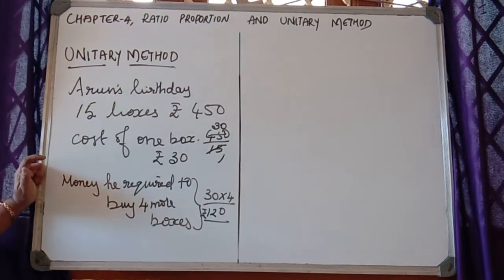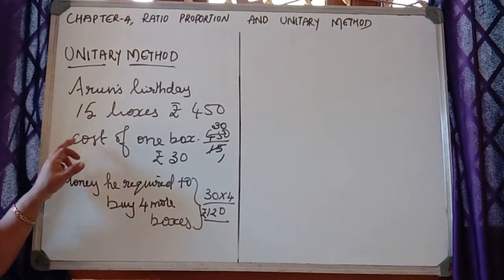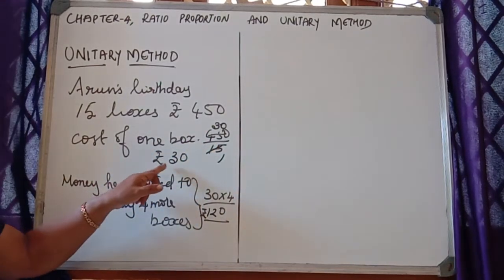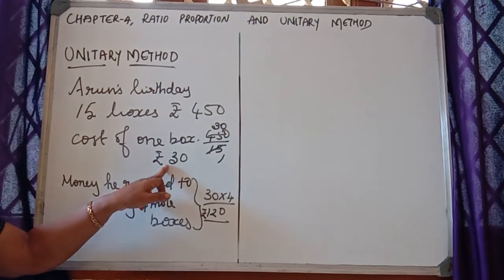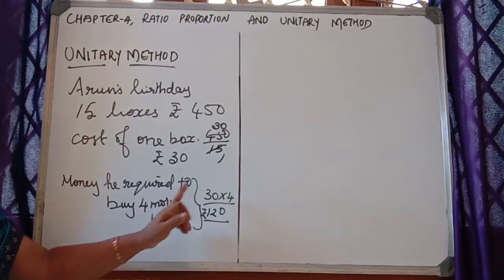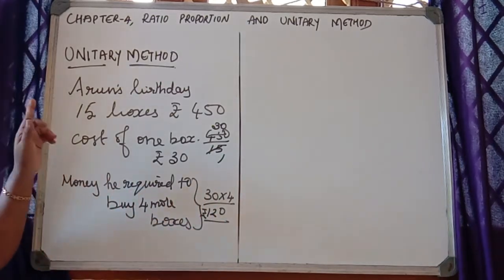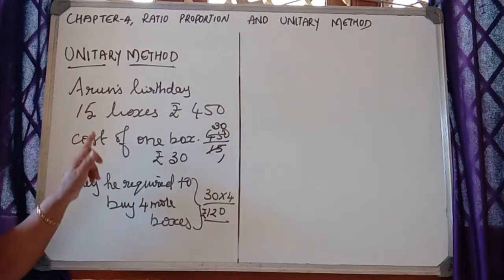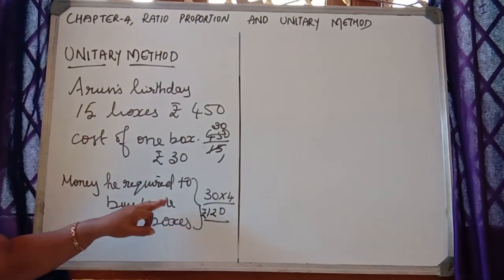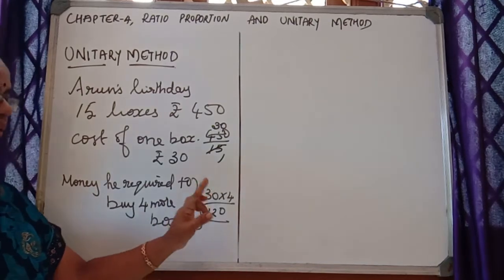In this, what you have to understand is that 15 boxes are given as rupees 450. First you have to find the cost of one box with the help of division. When we get the cost of one box, with its help we can find the cost of 4 more boxes. Here, to find 4 more boxes, what are we doing? We are multiplying. In the unitary method, first we have to find any one unit or object with the help of division. Then we multiply that cost of one unit or object for more boxes or more units.